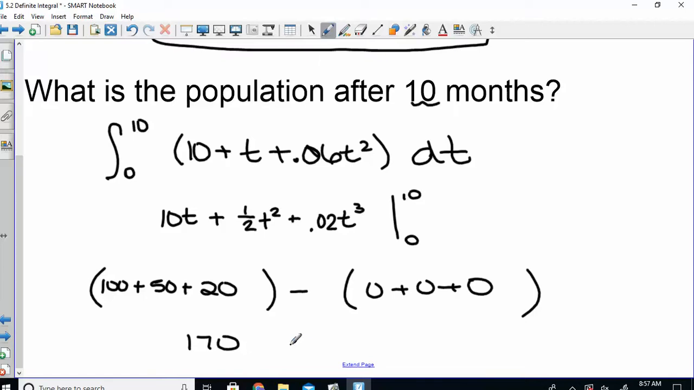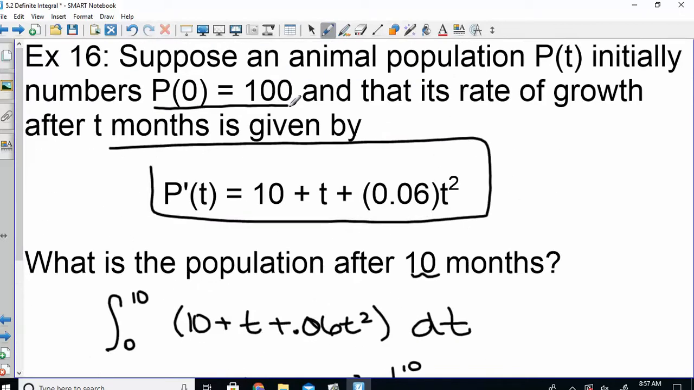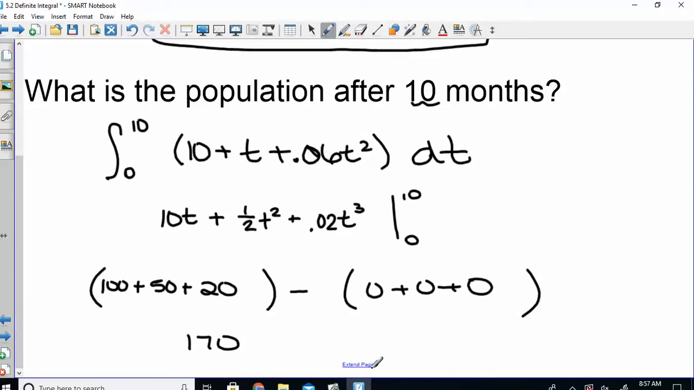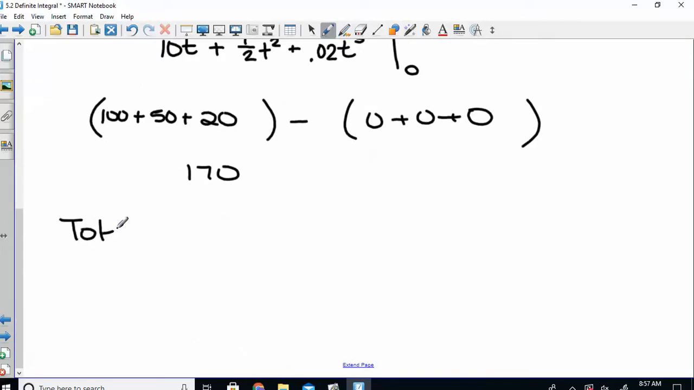What do we need to do? We've got 170, this is how much our population changed in 10 months. So it's saying in 10 months we added 170. But it told us that we started with 100. So our total population, we started with 100, we added 170, so we should now be up to 270.